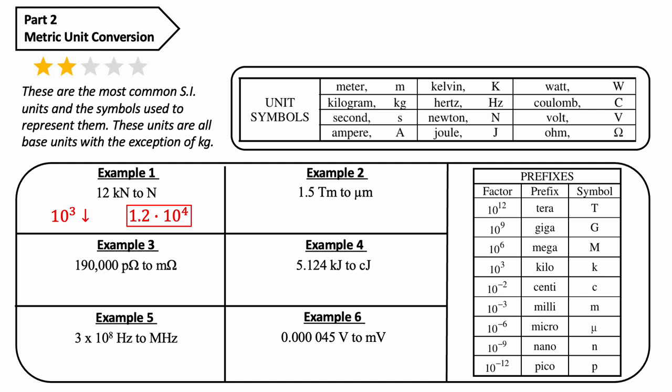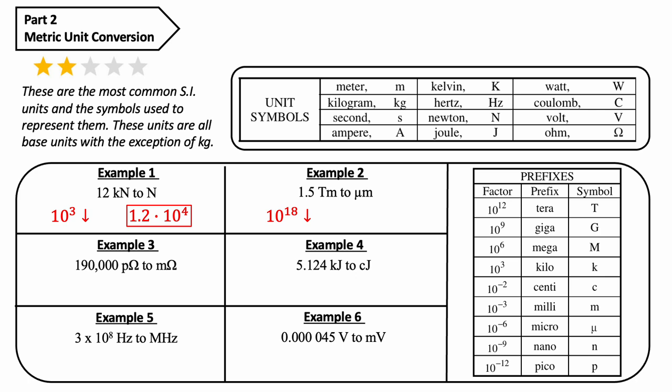Now we're going to do 1.5 terameters to micrometers. That symbol there is the symbol mu, and that's our prefix for the micro. Now, a terameter is a factor of 12 bigger than a regular meter, and then a micrometer is a factor of 6 smaller than a regular meter. So we could do this conversion twice, I guess. We can go from terameters to meters, and then from meters to micrometers. But what matters is the total difference from tera to micro. The difference from 10 to the 12 to 10 to the negative 6 is a power of 18, or a factor of 18 difference.